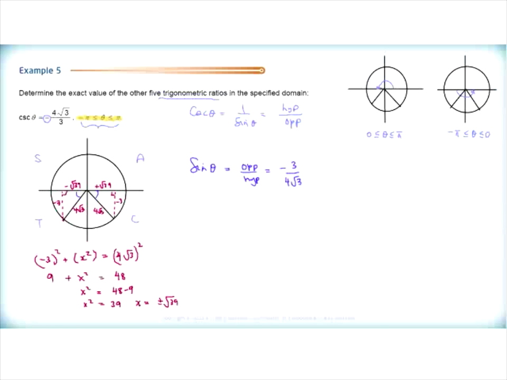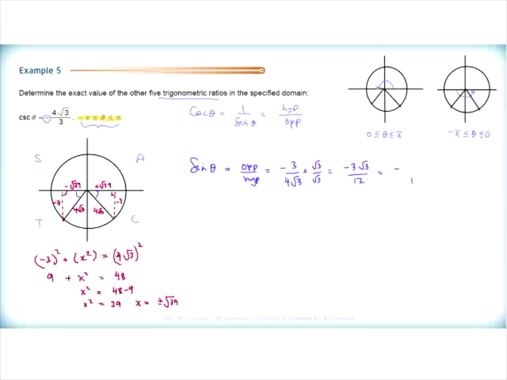Now, we never leave a radical in the denominator, so we do need to simplify this by multiplying by root 3 over root 3 to get negative 3 root 3 over 4 times 3, which is 12, which gives me a negative root 3 over 4. There's the value for the sine of the angle. Sine theta, only one answer.